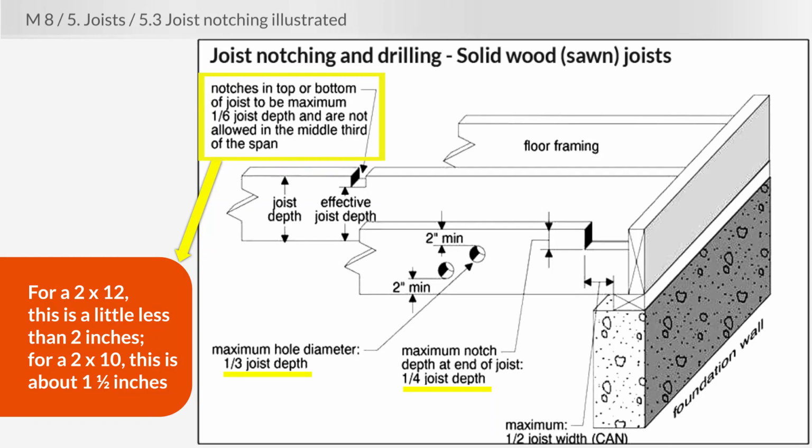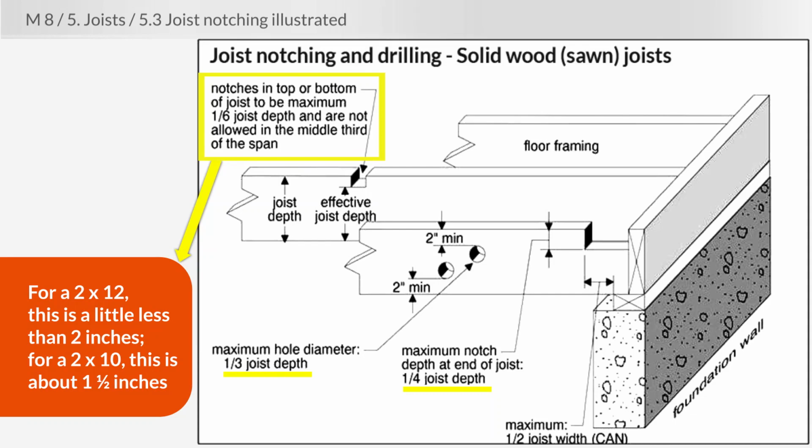If someone wants to drill a hole in a joist, the maximum size of the hole should be no more than 1/3 of the joist depth. At the end of a joist, the notch can be up to 1/4 of the joist depth. So it can be a little bigger if it's at the end of the joist.